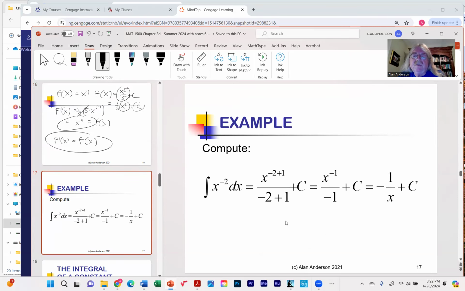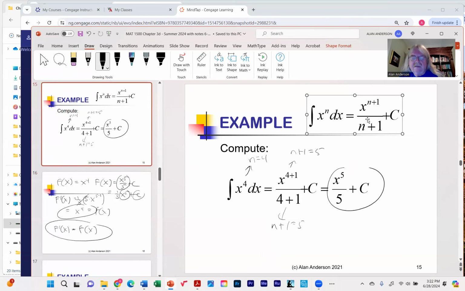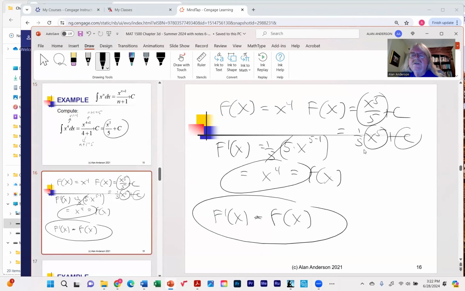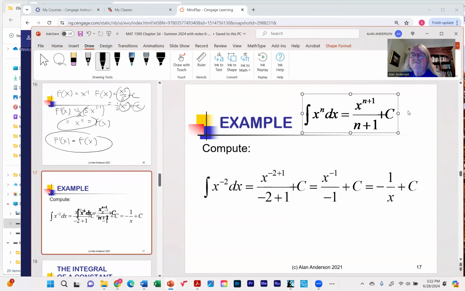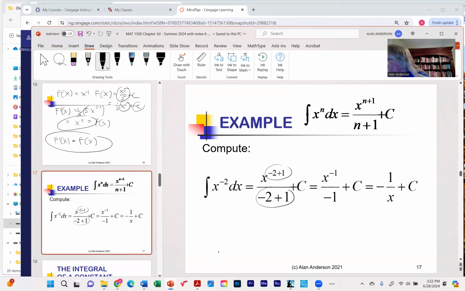All right, now how about this one? Again, I'll copy the rule so you start to get used to it. So our exponent is -2. -2 plus 1 is -1. So we have x to the -1 over -1. And of course, x to the -1 is the same thing as 1 over x. So we can rewrite this very simply as -1 over x plus c.